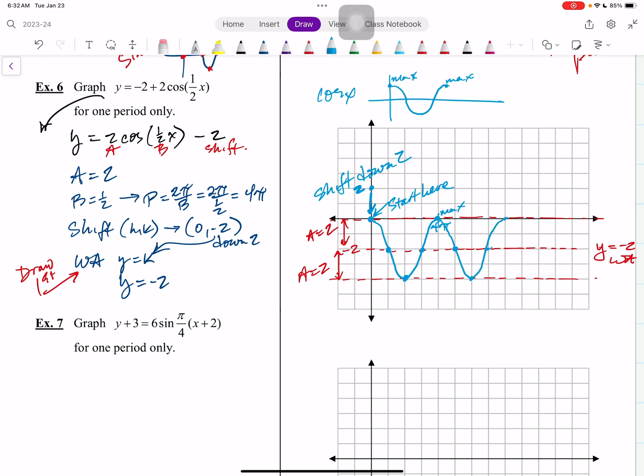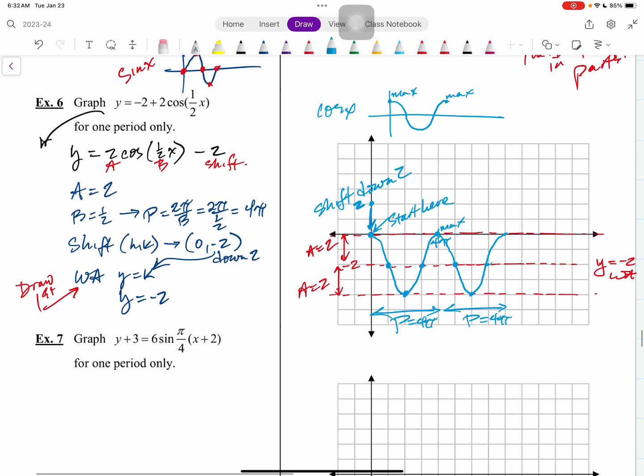So from here to here is one period only. It's 4 pi in this case. Here's another period drawn. So I just drew another one just for fun. Okay? And that's how it's done. It says graph for only one period only, but I just went another period just for funsies. Okay? All right. And there's another example.